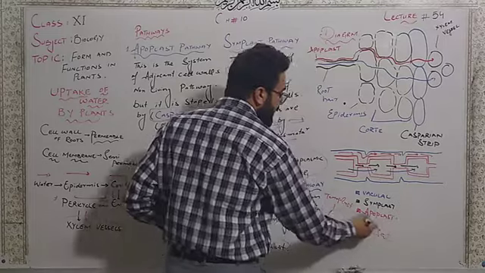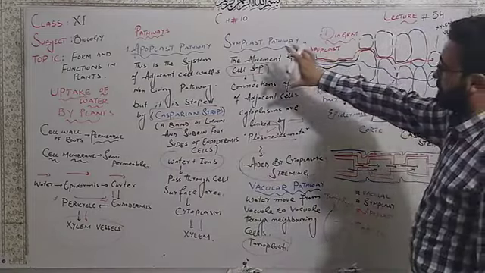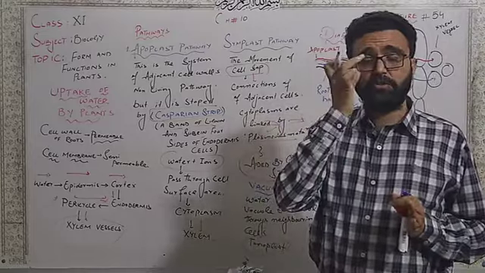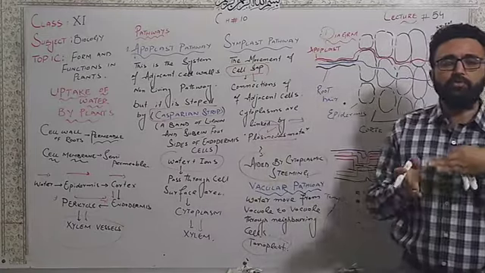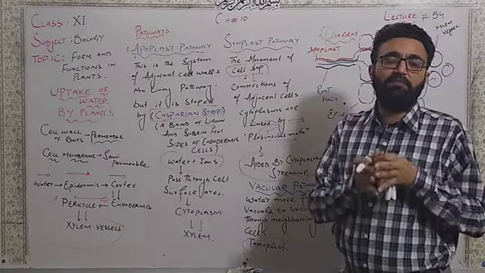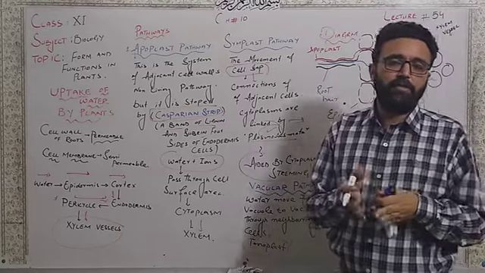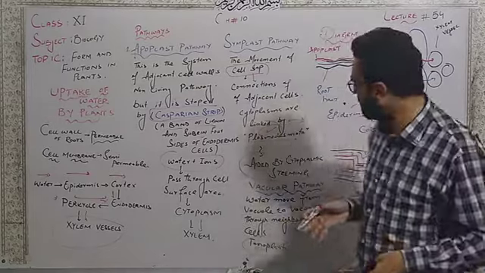Now let's come to the diagram, and this diagram is very important. These are the root hairs. The root hairs are minute structures present on the root epidermis, and they increase the surface area of the root, and they are thought to be the fundamental structures for the absorption of water and minerals from the soil.